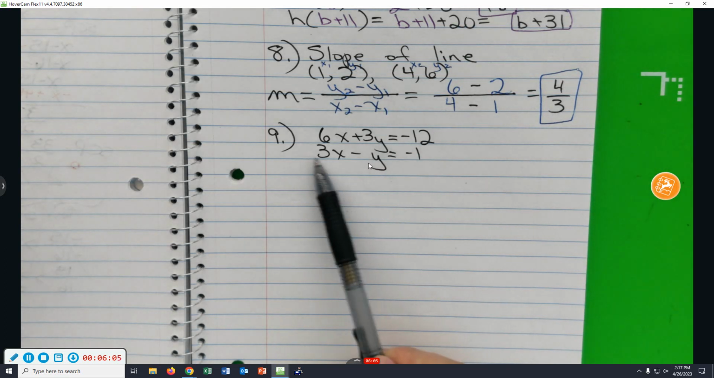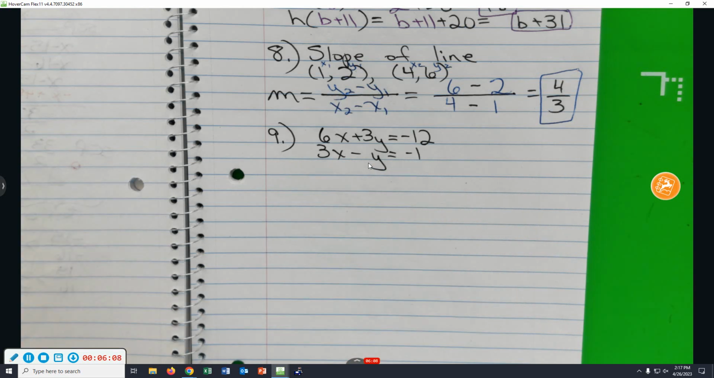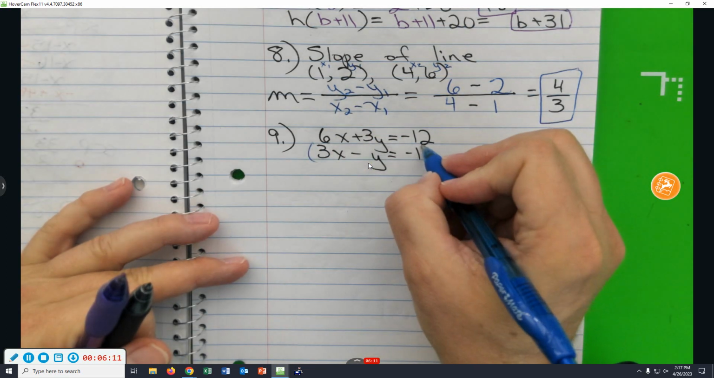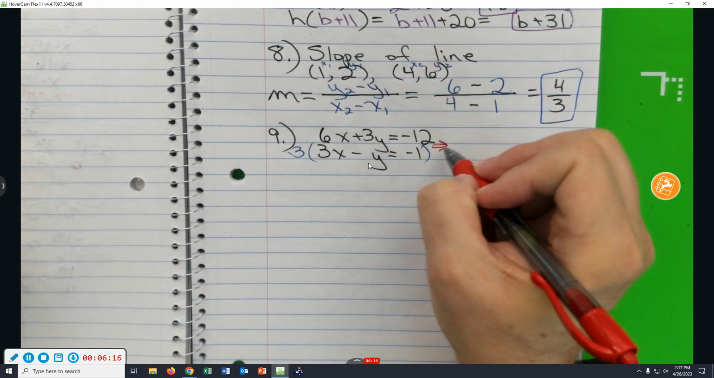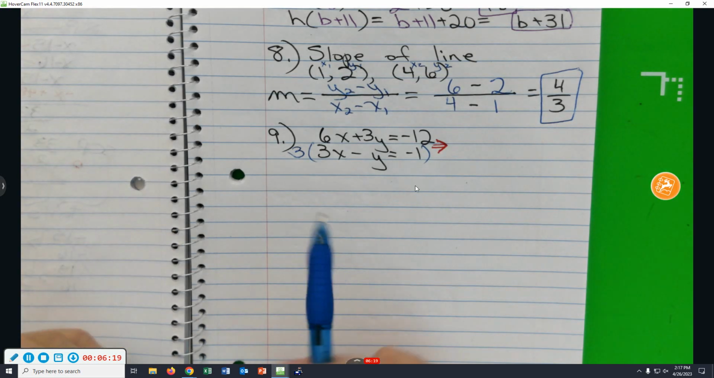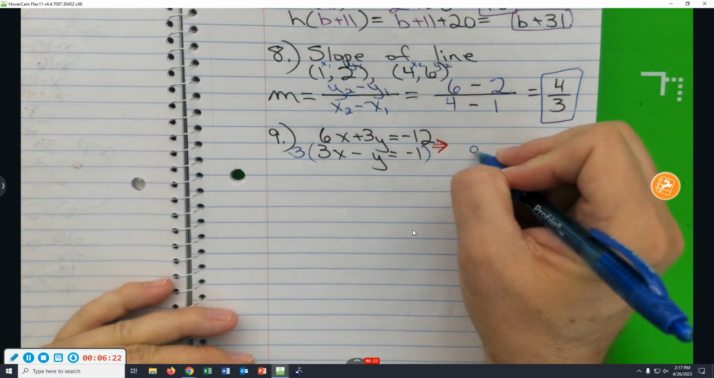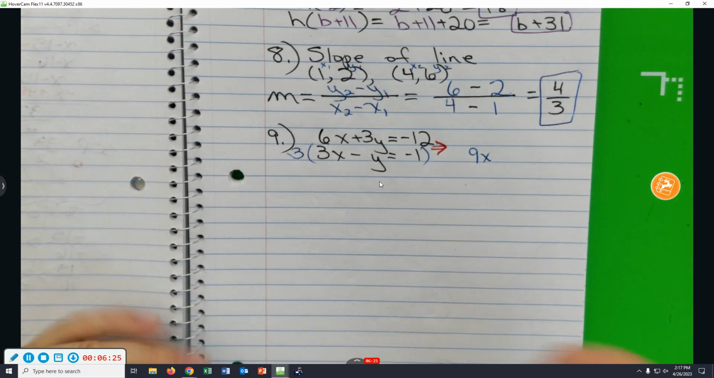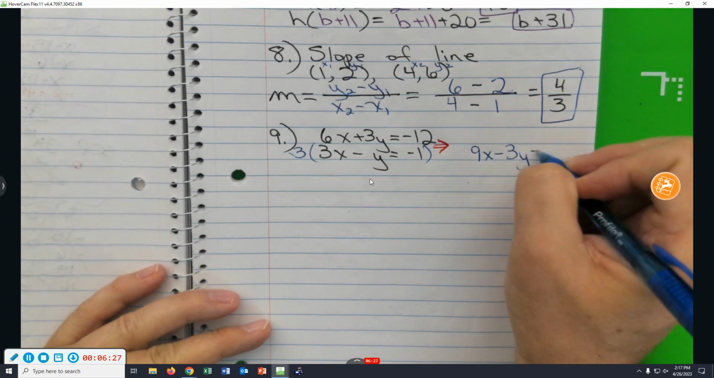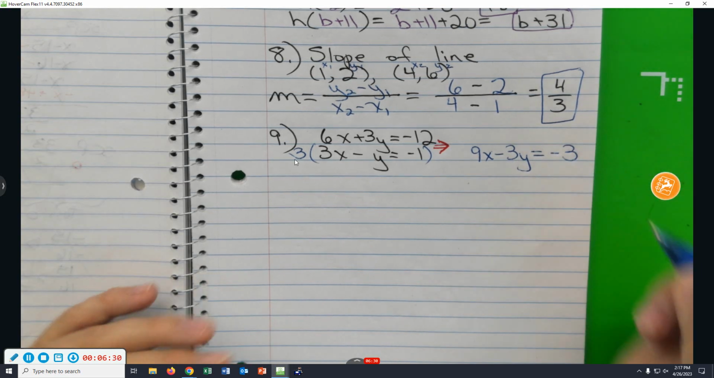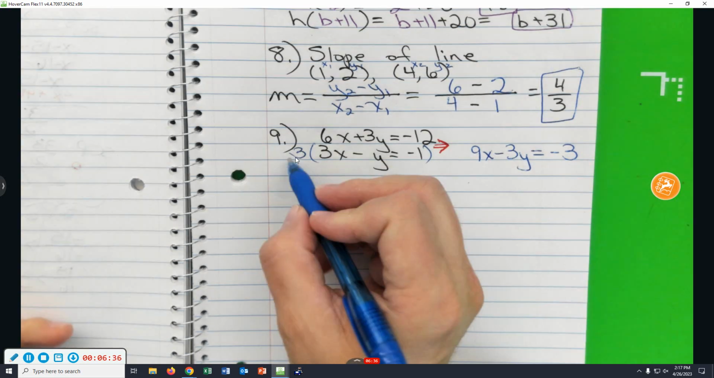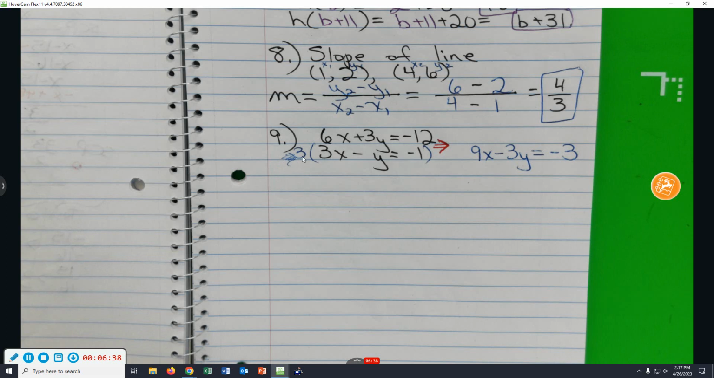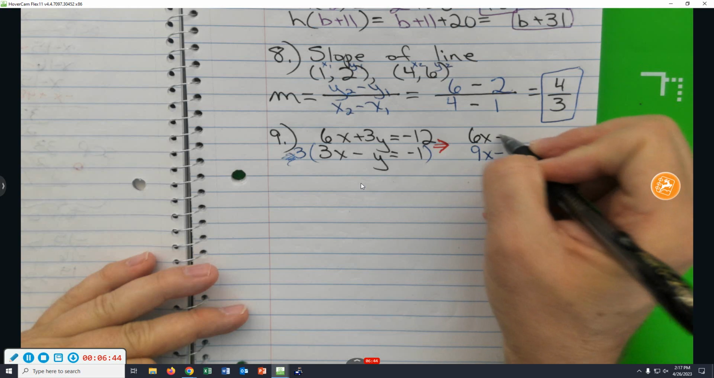We can multiply everything in the second equation by 3. We'll distribute through a 3, and the second equation is going to become 9x minus 3y equals negative 3. For some reason, this looks like a 13 to me, but that's a 3. And the top equation stays the same.